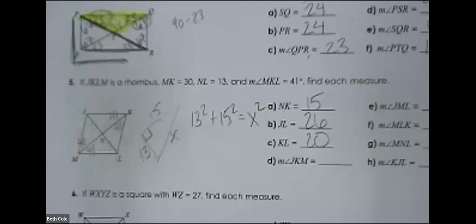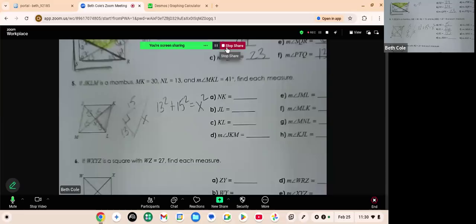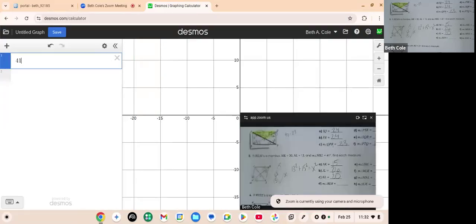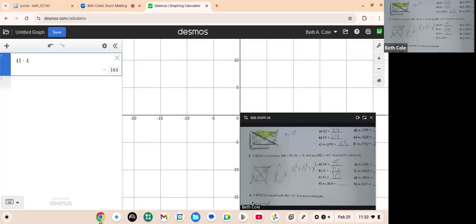Instead of me typing 41 plus 41 plus 41 plus 41 in the calculator, how many 41s do I have? What's a faster way I could type that instead of adding them all? How many 41s have I got, guys? 4. So I'm going to do 41 times 4. Good job. All right, so that's 164.